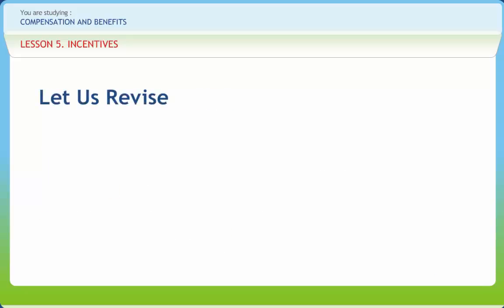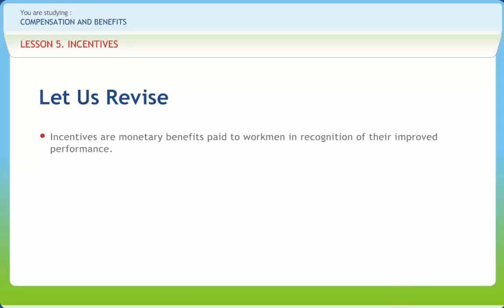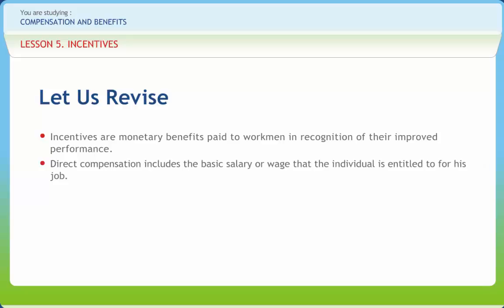Before we end, let us briefly revise what we have studied so far. Incentives are monetary benefits paid to workmen in recognition of their improved performance. An incentive scheme is a plan or program to motivate individual or group performance. Direct compensation includes the basic salary or wage that the individual is entitled to for his job. Monetary incentives have an important contribution to make within the total motivation pattern.